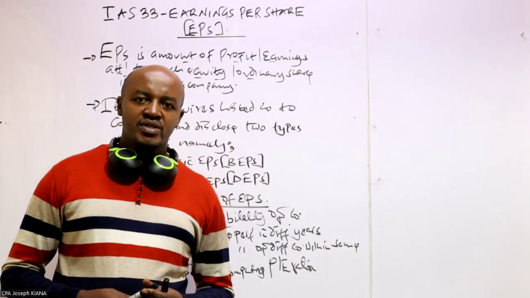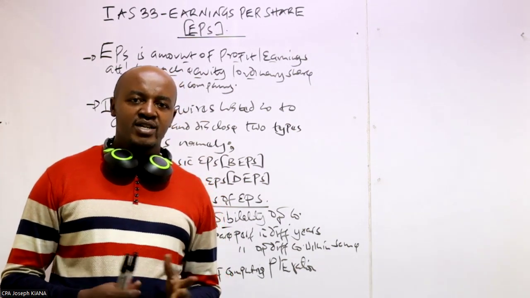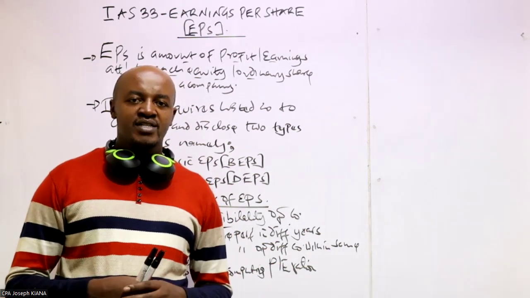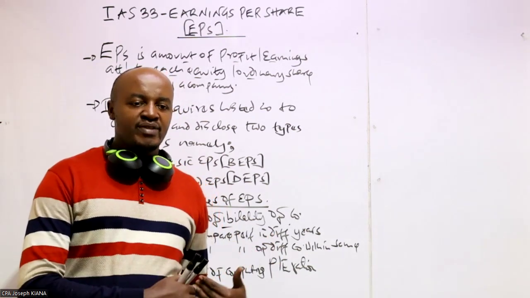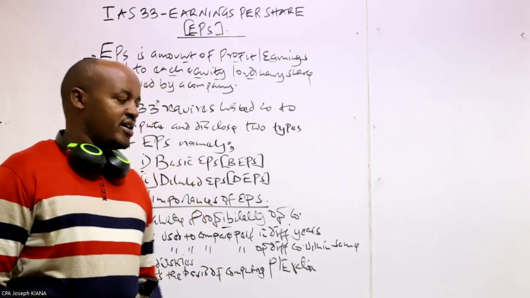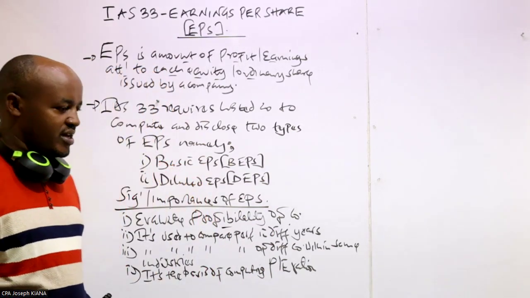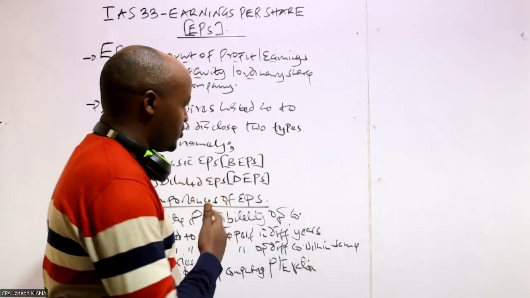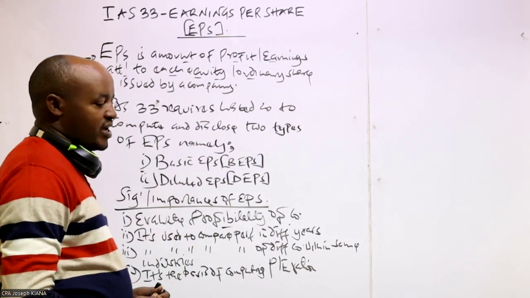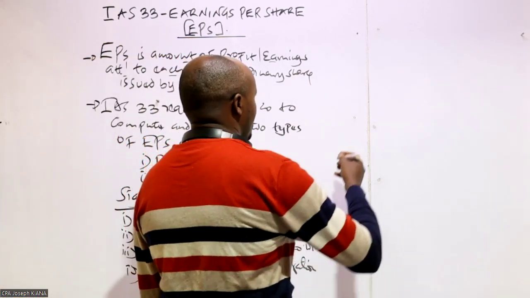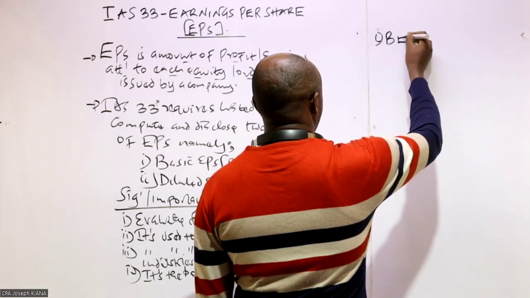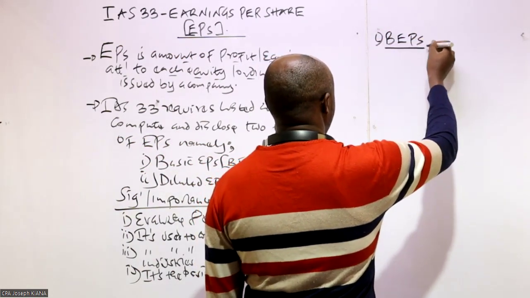share. And that's why we are saying all the listed companies are required to compute and disclose these two types of earnings per share, because they can be used by the shareholders in these various ways. So then, we're also going to look at how we compute these two types of earnings per share. So let's start with the first one, which is the basic earnings per share, abbreviated as BEPS.